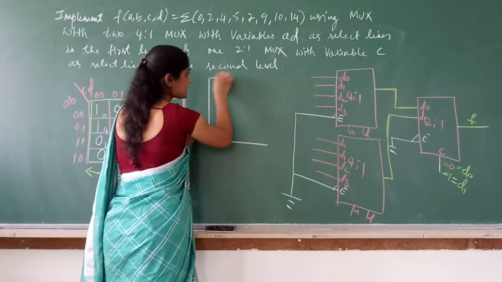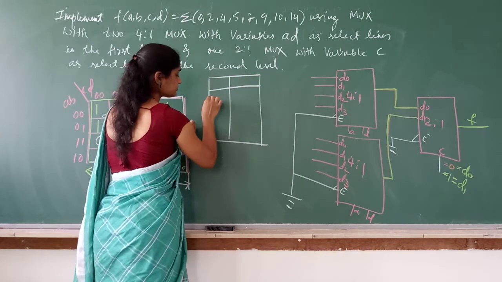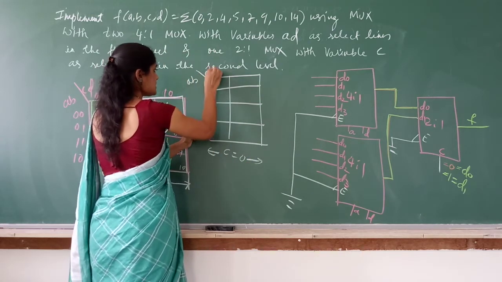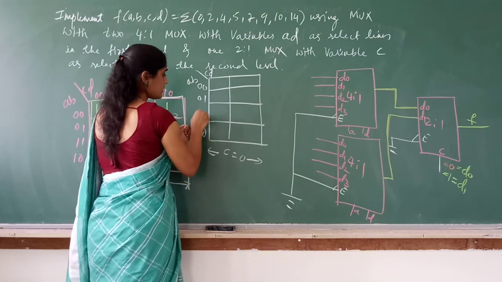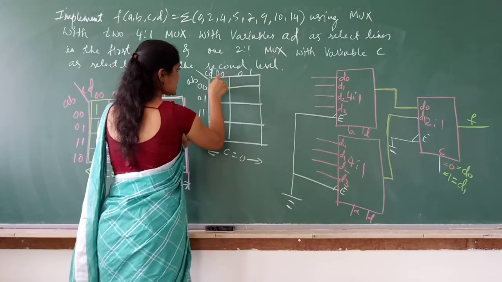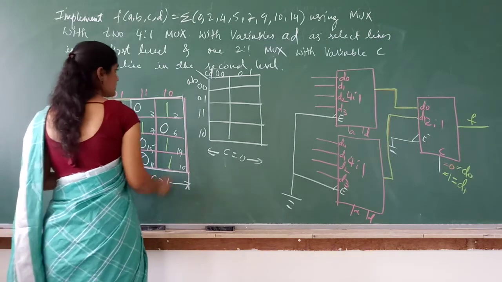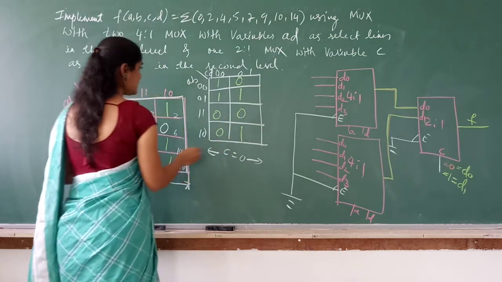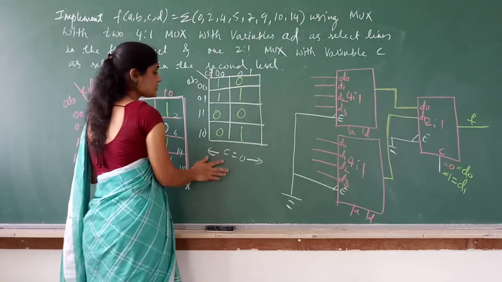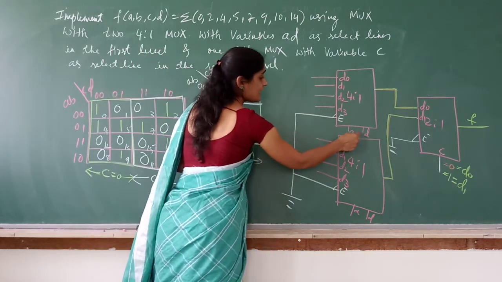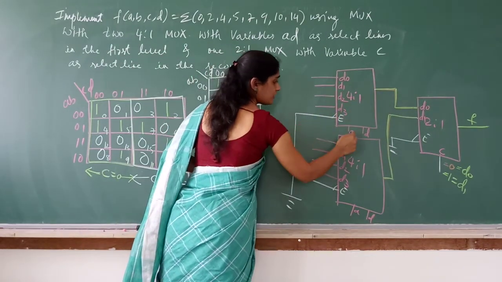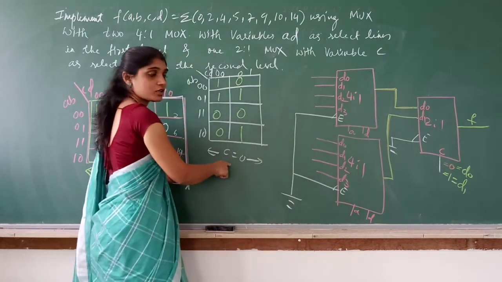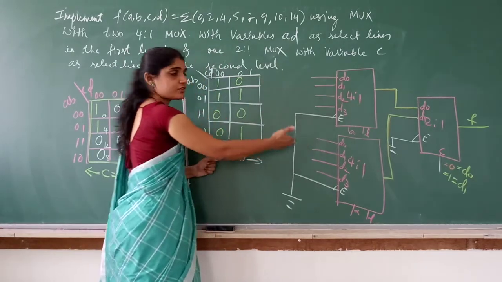So first let me write for C is equal to 0. The inputs are A, B, C, D, 0, 0, 0, 1, 1, 0, 1, 1. Here 0, 0, 0, 1. C is taking 0 for both, right? The min terms are 1, 0, 1, 1, 0, 0, 0, 1. Okay? Now C is 0 for these 8 cells. AD, when it is 0, 0, D0. 0, 1, D1. 1, 0, D2. 1, 1, D3. Only the first multiplexer is going to work when C is 0. When C is 1, the second multiplexer we will see after this.